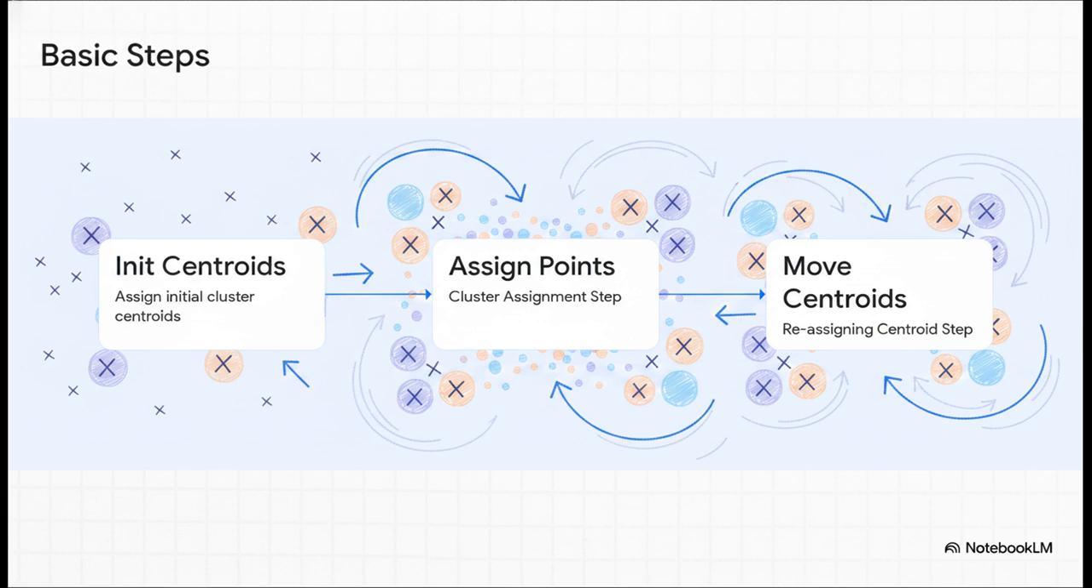Inside this loop, it performs Step 2, the cluster assignment step, where every single data point looks for the closest centroid and joins its team. Then comes Step 3, the reassigning centroid step. This is where the centroid physically moves itself to the literal center of its new team. And then, it just repeats those last 2 steps over and over again.